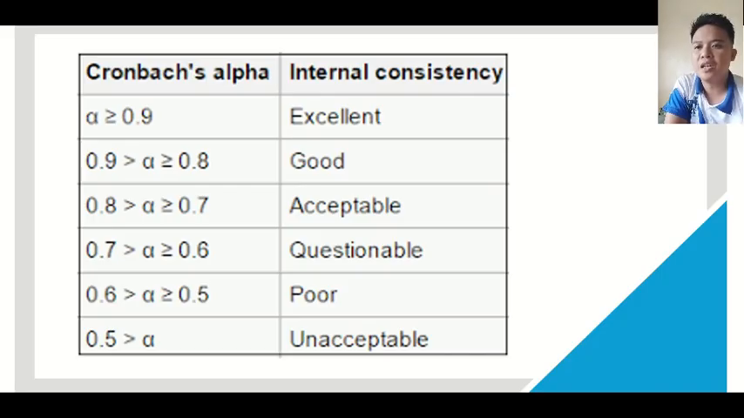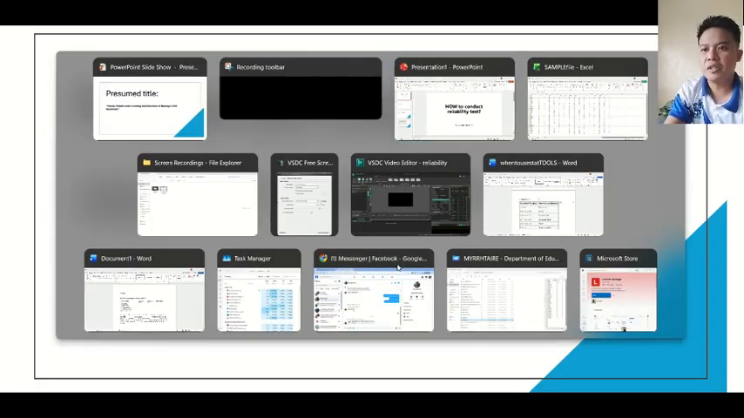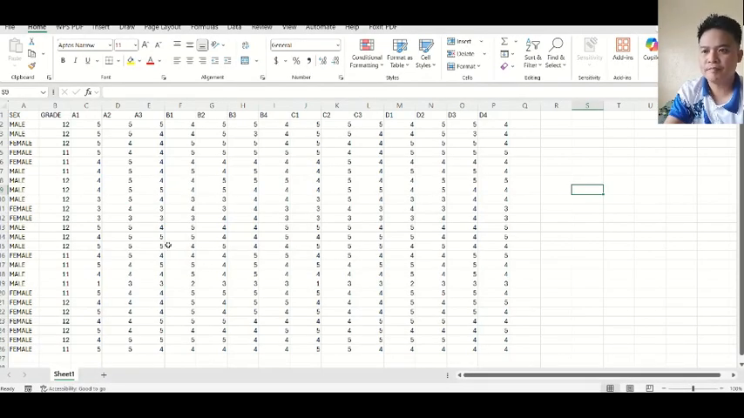We also need to remember this one, the Cronbach's alpha. This is the table. You can also pause it here. You can also find it somewhere else. So let's go back to our title. That is our title, and now I'm going to show you here.